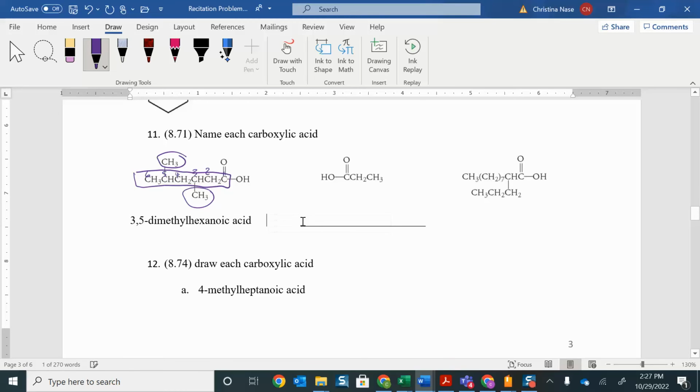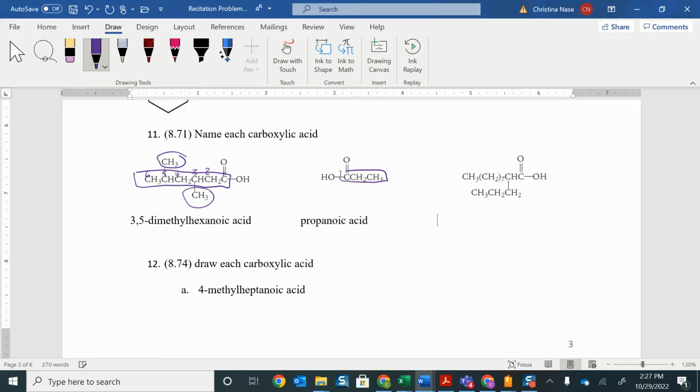Let's try this next one. We've got 1, 2, 3 carbons, and carbon 1 is going to be here. There are no substituents. If it was just an alkane, I would call that propane. Since it's a carboxylic acid, I drop the E and change it to oic acid. So this is just propanoic acid.